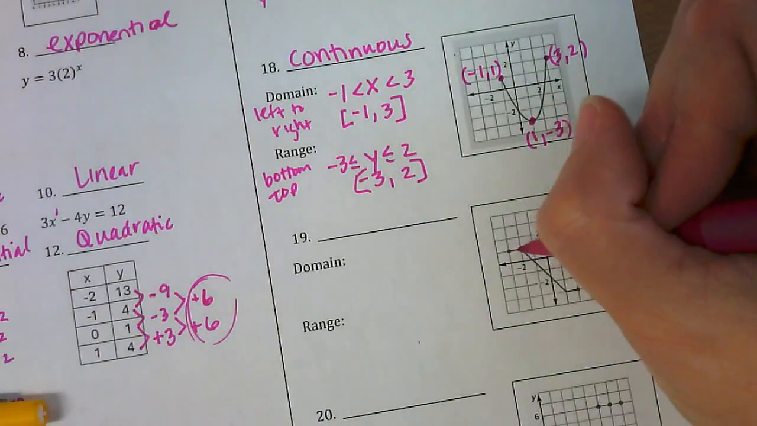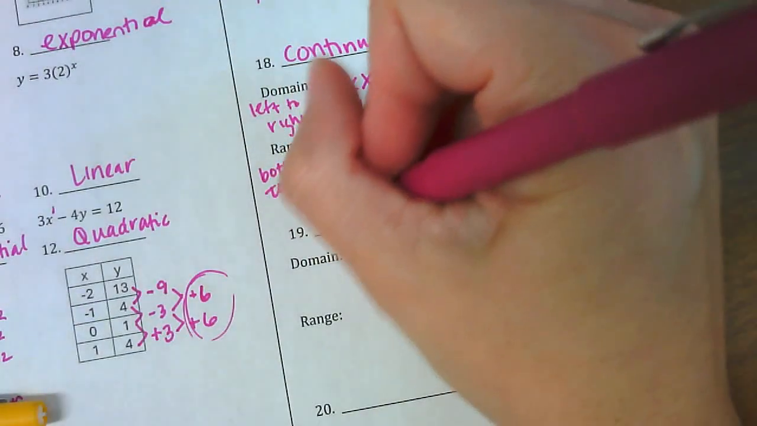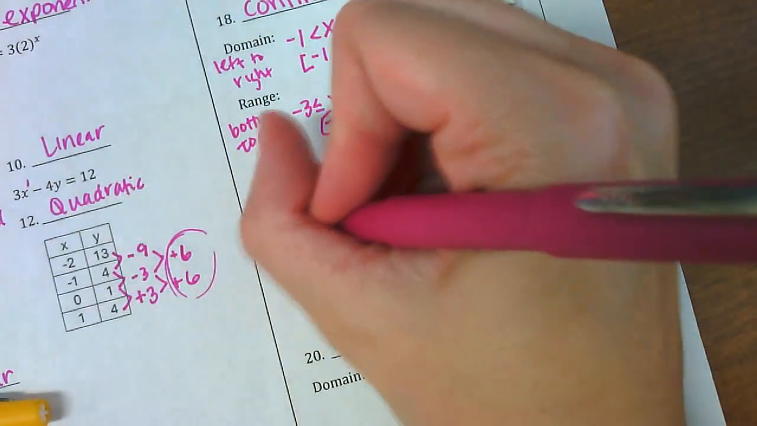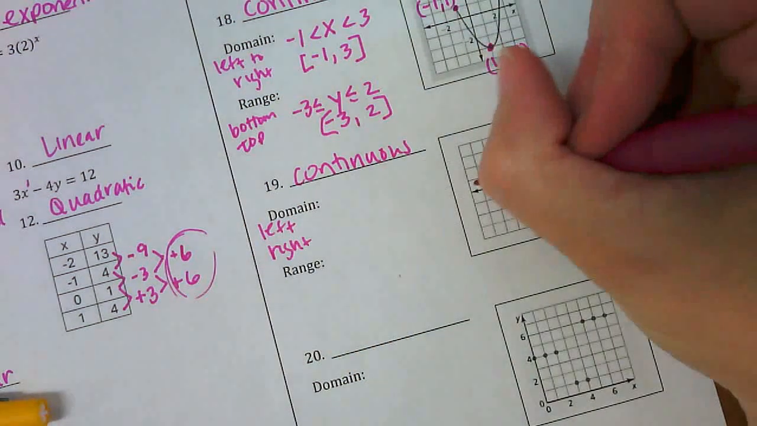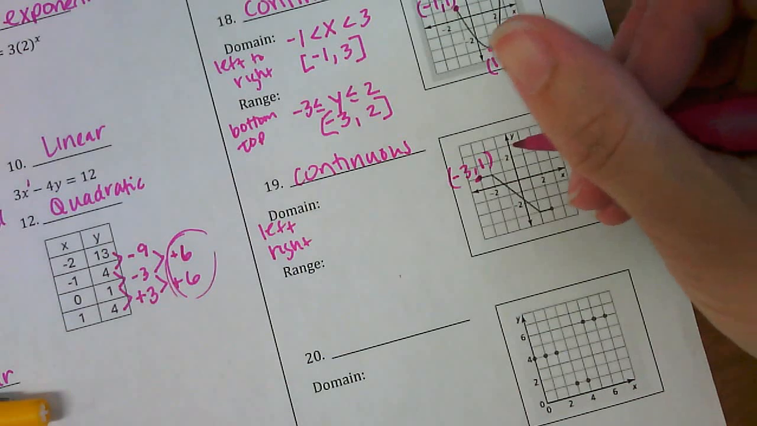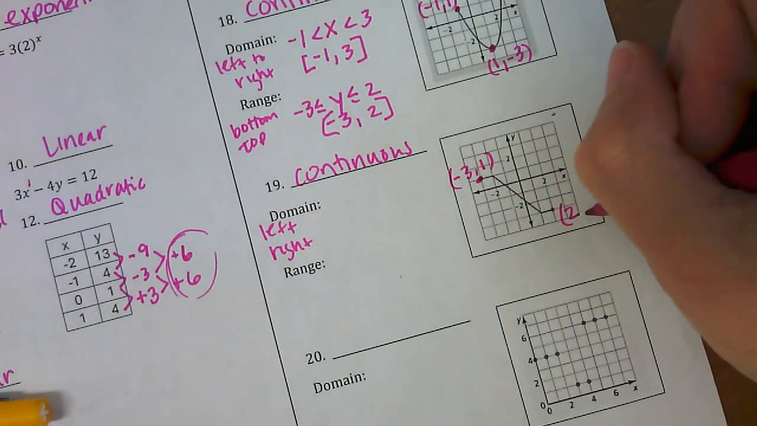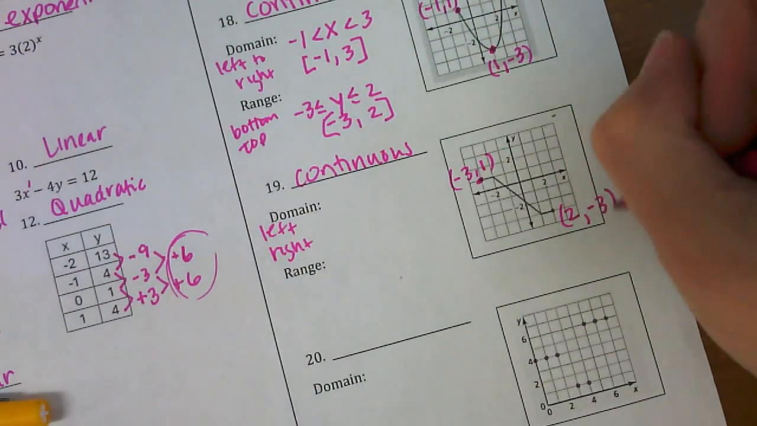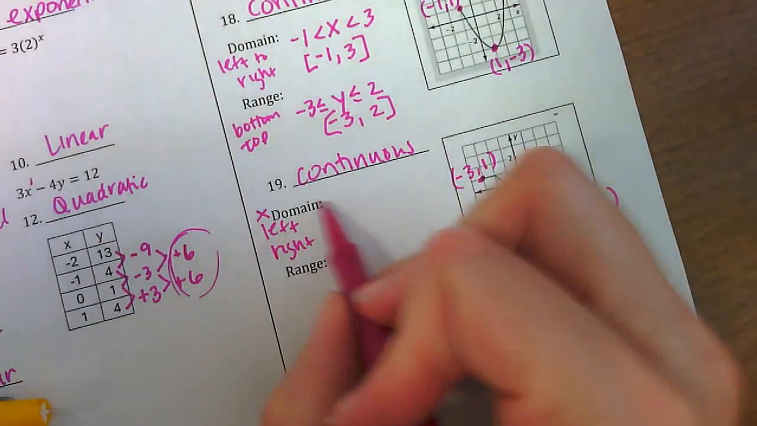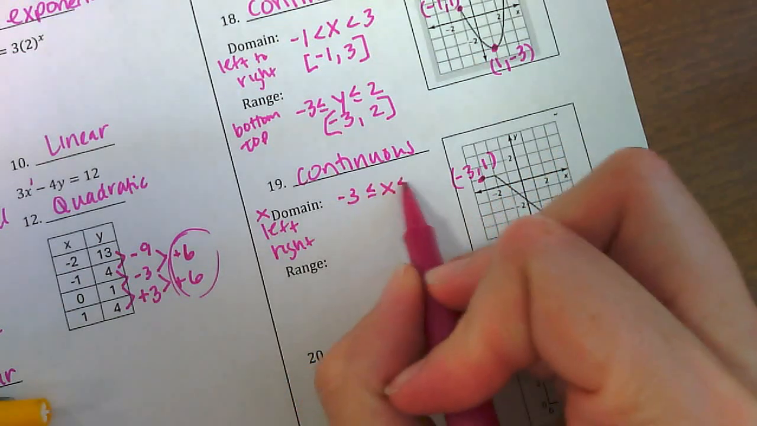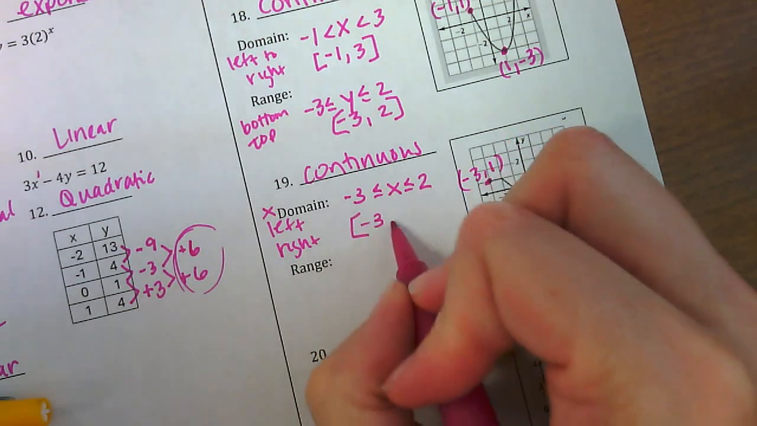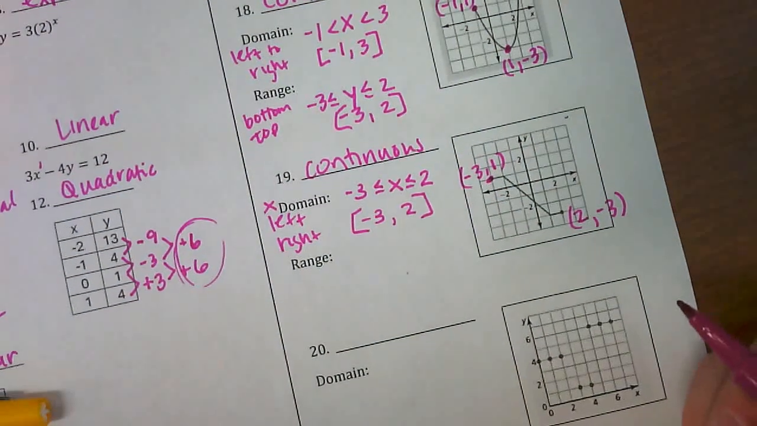Number 19, I can trace my graph from left to right. So this is continuous. Domain, I'm focusing on left to right. So my left point has the coordinates (-3, 1). My right point has the coordinates (2, -3). I'm focused on x's. So I go -3 to 2. I can write it either way.